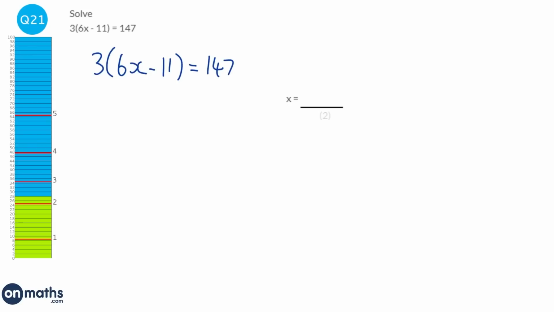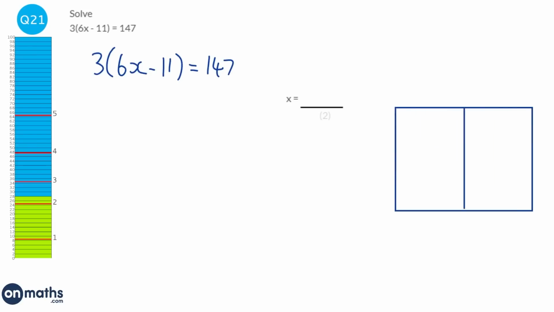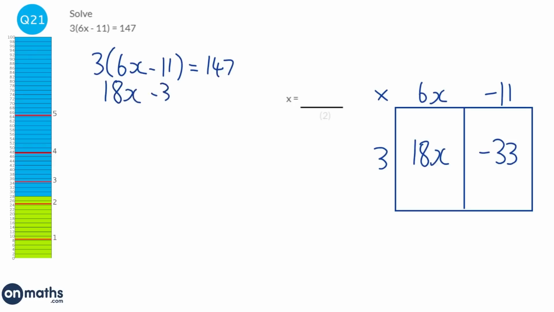So what I'm going to do is I'm going to do myself a little grid to be able to solve these brackets. So we've got a 3 there, 6x and minus 11, and we're timesing them. And we're just going to multiply out the brackets. And if you've got a different technique to do this, that's absolutely fine, use that. 3 times 6x is 18x. 3 times minus 11 is minus 33. So we're just going to rewrite this as 18x minus 33.